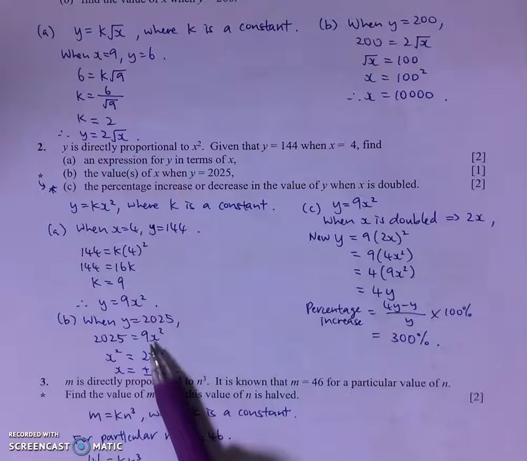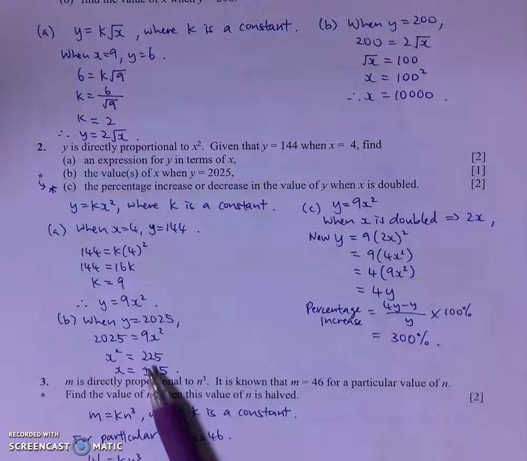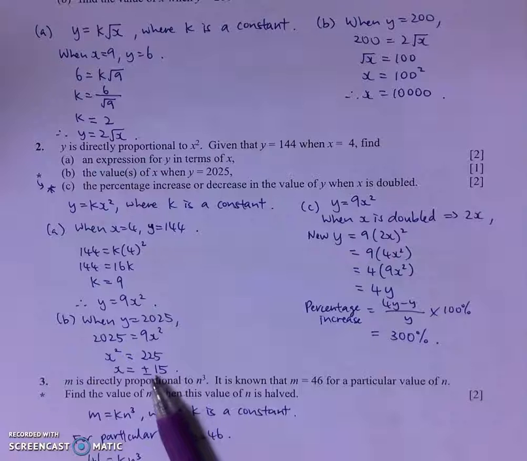So after I substitute in, I have x squared equals 225, and I need to take the square root of 225. So reminder, I should have the positive and the negative square root of 225. So I do have two answers for x. They are either positive 15 or negative 15.